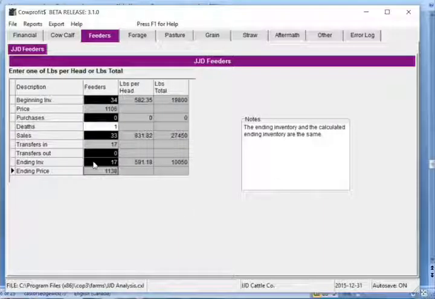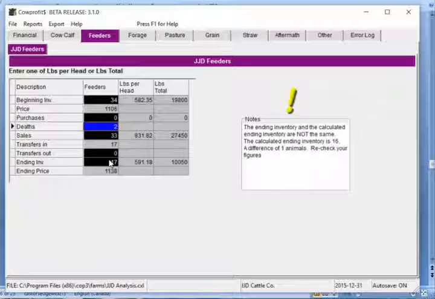Now, our note screen here says the ending inventory and the calculated ending inventory are the same, which means that we haven't made any obvious mistakes. CowProfits does a little bit of error checking here, and if it doesn't all add up, it'll tell us. So for example, if I put in, say, 2 deaths instead of 1, this generates an error and it tells us this is not the same.